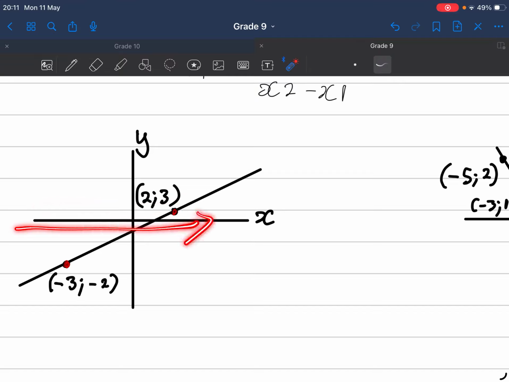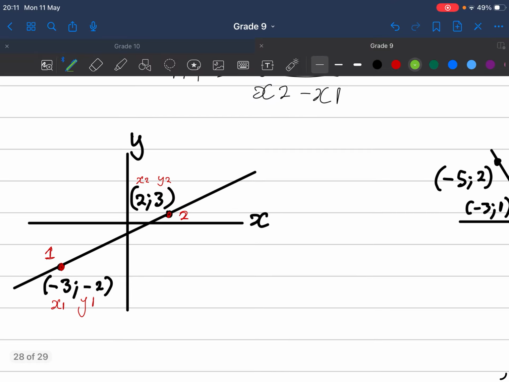When you look from left to right, which point comes first? The negative 3, negative 2. So this point comes first, and this point comes second. Okay, and these are x and y coordinates, right? So wouldn't the x of my first point be x1 and the y of my first point be y1? The x of my second point be x2 and the y of my second point be y2. Okay, we found our x1, y1, x2, y2. Now let's try finding the gradient.